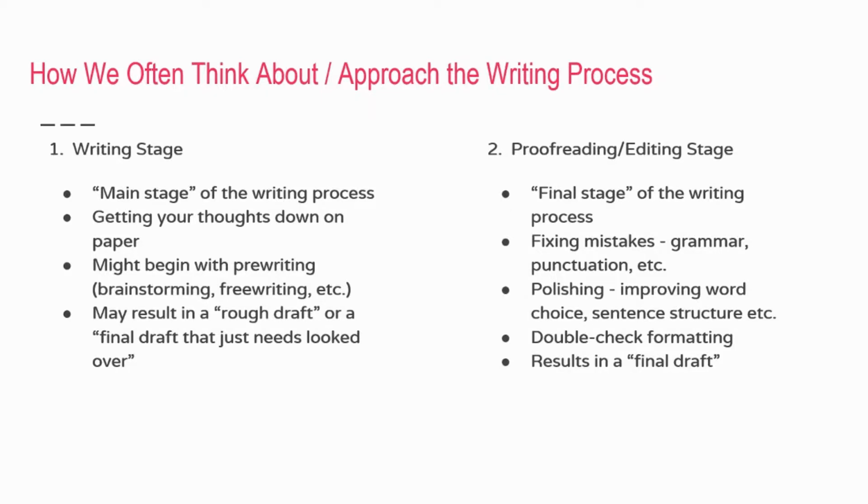How do we often think about the writing process? Well, typically we might break it down into two parts: writing and proofreading or editing. The writing stage is where we get everything down on paper. There might be some pre-writing, maybe some lists or concept maps, and then maybe we produce a rough draft that turns into a final draft. Now, the proofreading and editing stage, on the other hand, is when we're almost done with that paper. We just look at minimal issues such as grammar or word choice and checking the citation style.